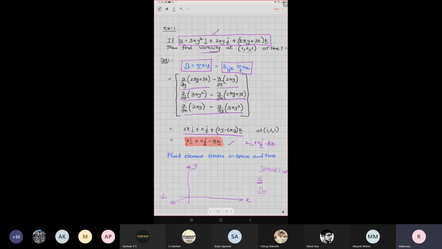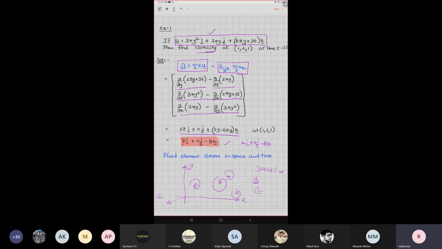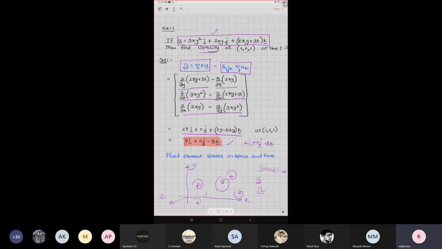If vorticity exists, that means you start seeing curly motions. Something like such kind of curly motions you are going to see. You don't have to really plot streamlines inside the system. That is the advantage in knowing vorticity.